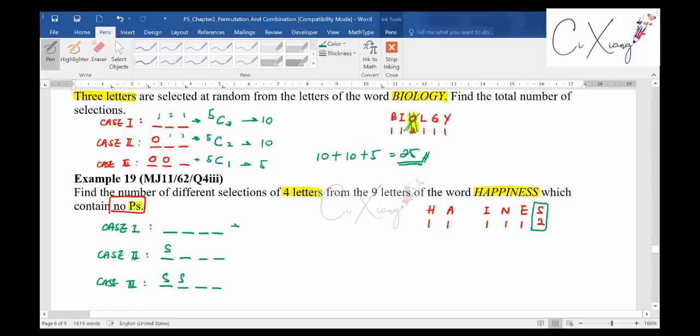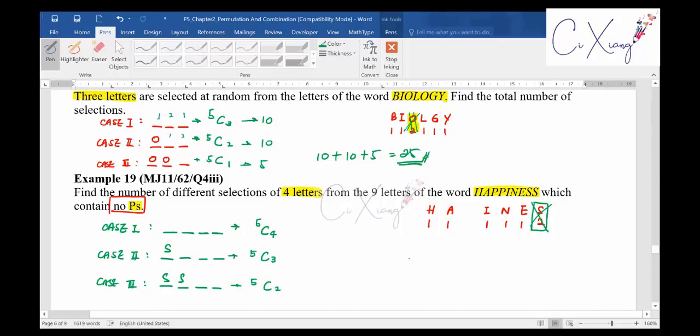For this step, now you don't need to consider the S anymore. You only consider all those distinct items, not identical ones: H, A, I, and E. Yeah, 5 letters here. So 5 choose 4. Then this one should be 5 choose 3. And this one should be 5 choose 2.